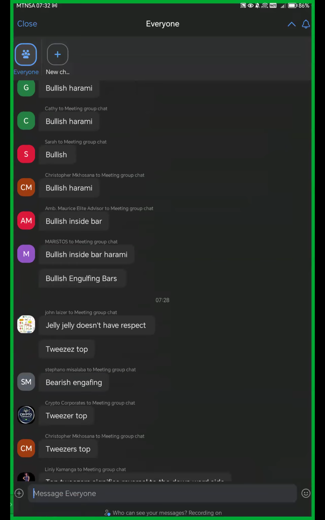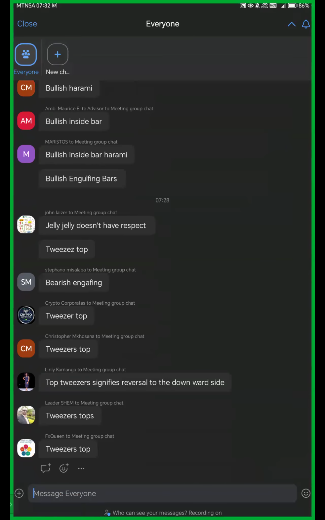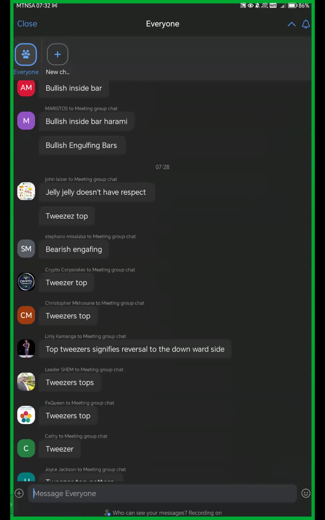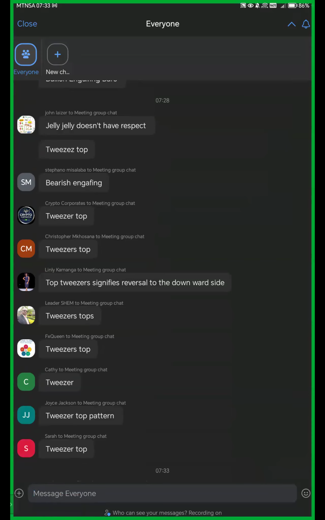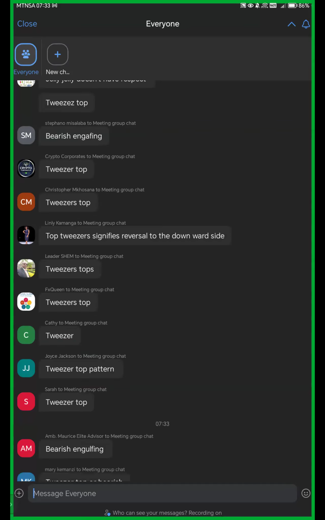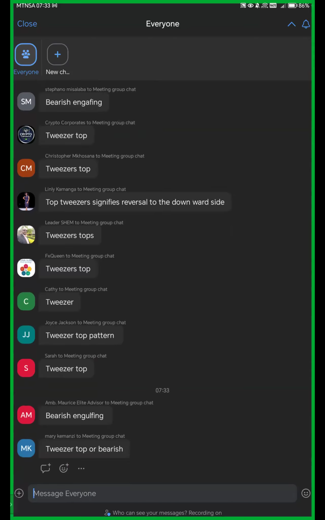Let me see. Jelly has got no respect. What type of chart pattern is that? Tweezer tops, signifying a reversal signal to the downside. Okay, Lin Lee, tweezer top formation.